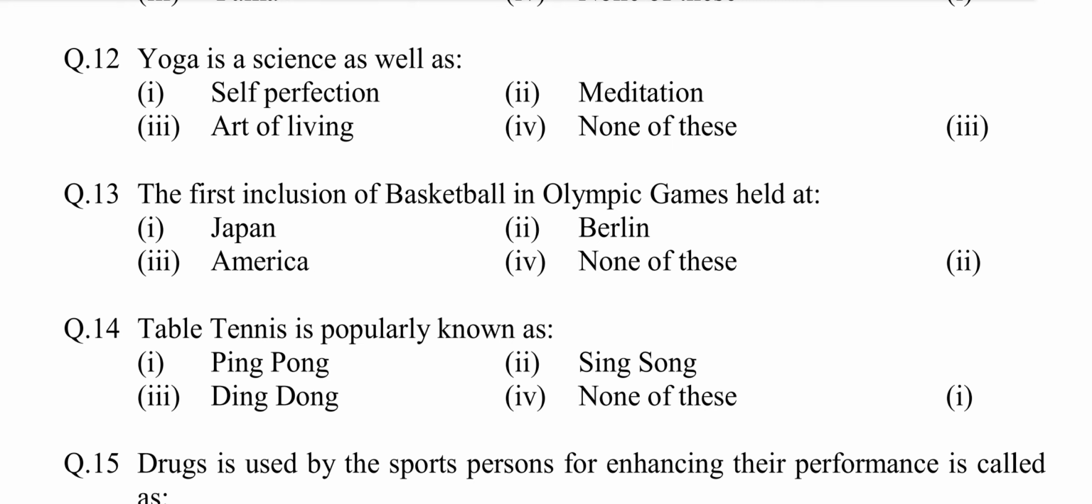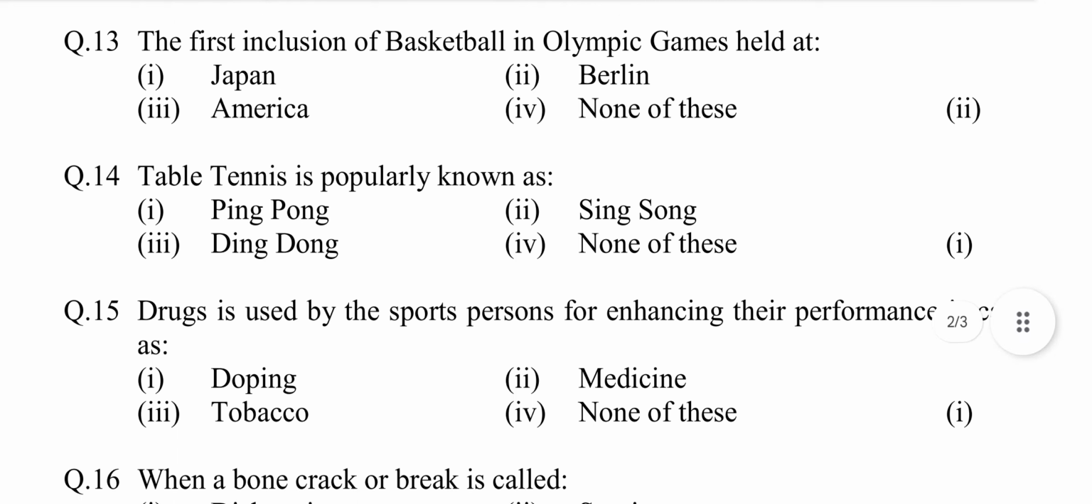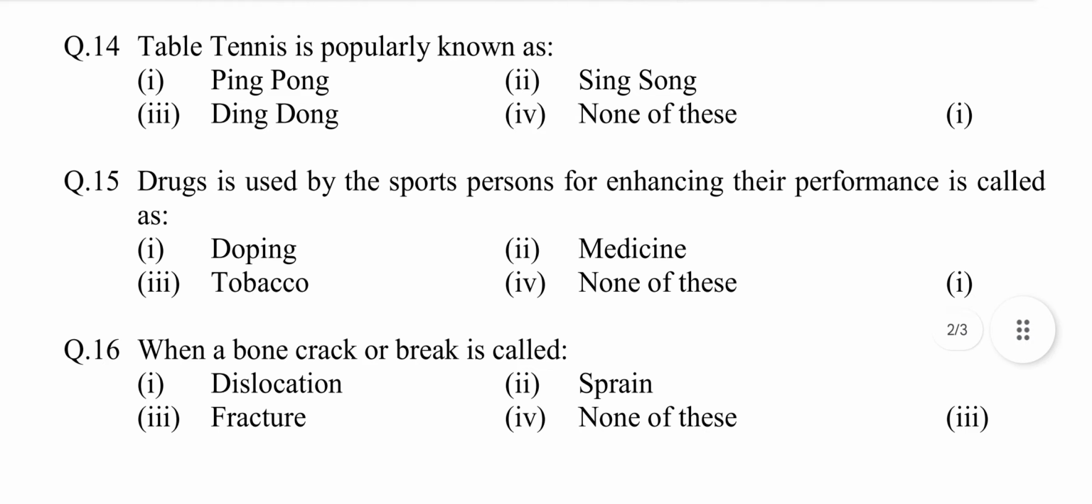Question number 13. The first inclusion of basketball in Olympic Games was held at: option first Japan, second Berlin, third America, fourth none of these. Answer is option second, Berlin. Question number 14. Table tennis is popularly known as: option first ping pong, second sing song, third ding dong, fourth none of these. Answer is option first, ping pong.